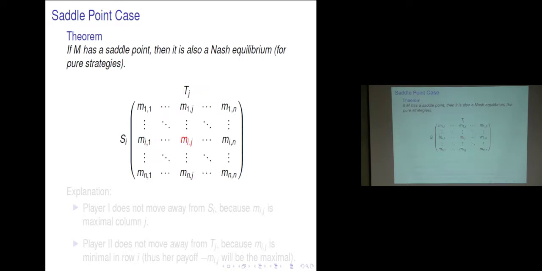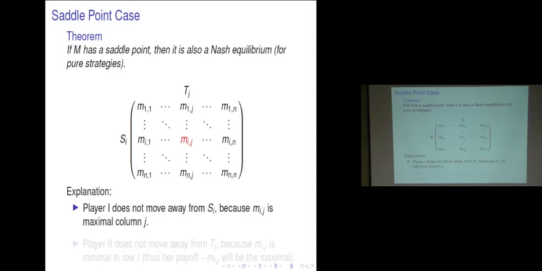Okay, so the easy case is when there is a saddle point. The saddle point is defined in the same way: it will be the minimum in the row and the maximum in the column. So M_ij is a saddle point if it is the minimum in its row, S_i, and the maximum in its column. The theorem says if M has a saddle point, then the saddle point is also a Nash equilibrium for pure strategies. This is an easy observation.